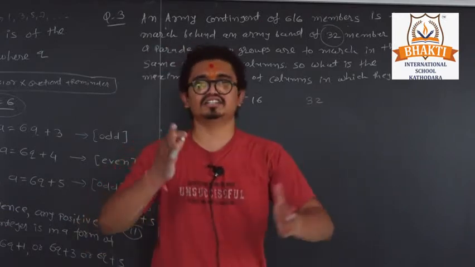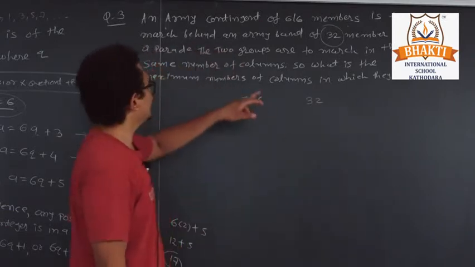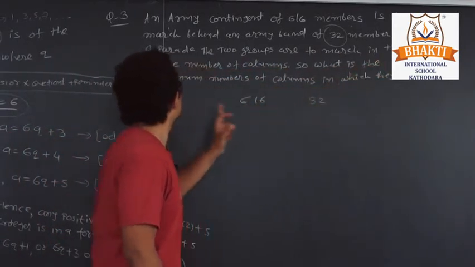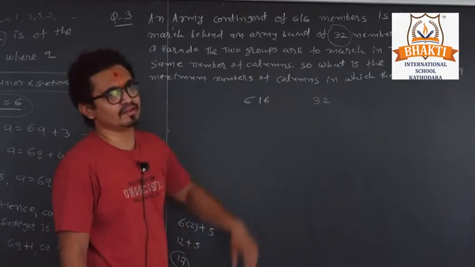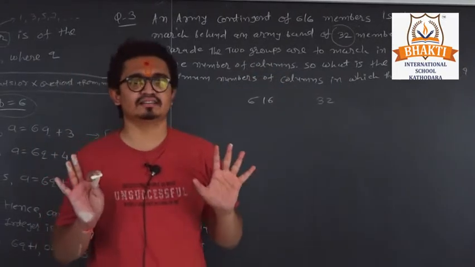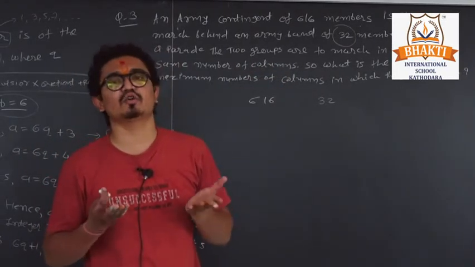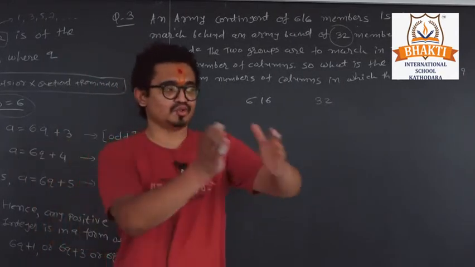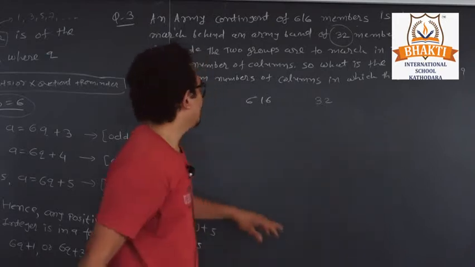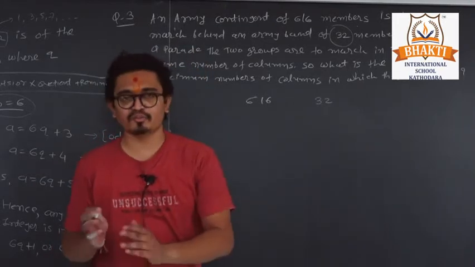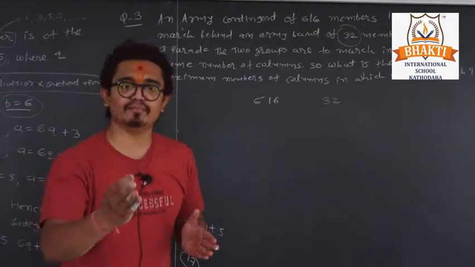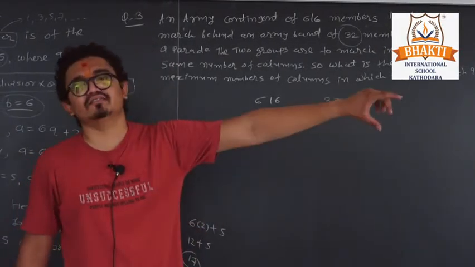They are marching on a road. So they are asking what? The two groups are to be marched in the same number of columns, meaning the number of columns is fixed. Now they are not saying that the row is fixed, but the column is fixed. Column means, suppose 1, 2, 3, 4 like that. And the members are also fixed. In one group, how many members? 32 members. So we can arrange 32 members in a fixed number of columns.